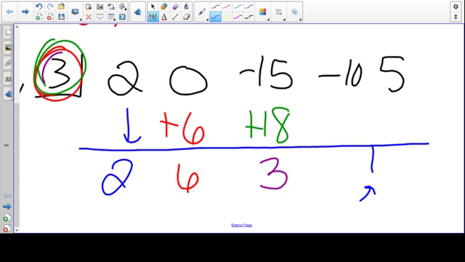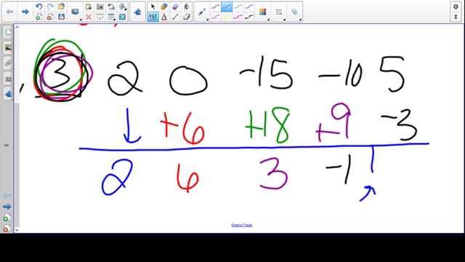I'm going to take 3 times 3, which gives me 9. Positive. I'm going to take negative 10 plus 9, which gives me negative 1. And I'm going to take negative 1 times 3, which gives me negative 3. 5 minus 3 will give me positive 2. So because we got a number in that spot, that means that it did not evenly divide out. So that means we have a remainder.